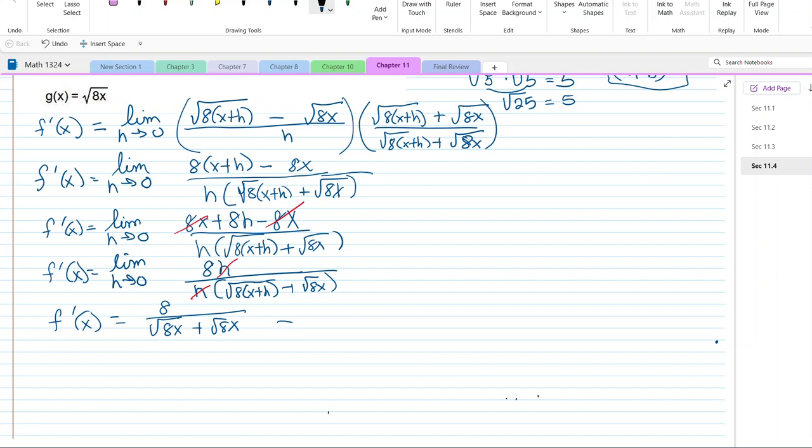All right, now we're going to simplify. Well, these are the same, so I have 2 of them. 8 over 2 square roots of 8x. All right, so I'm going to simplify, and I'm going to get 4 over the square root of 8x, where x cannot equal 0. Okay, so we're squared away on this, and this is our derivative.